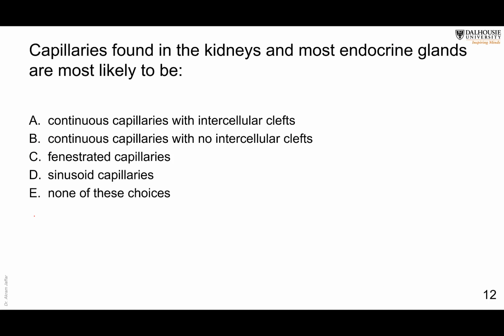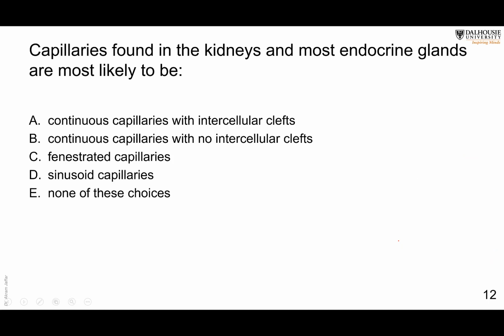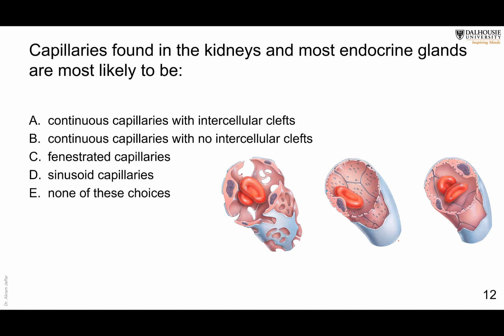Capillaries found in the kidneys and most endocrine glands are most likely to be... mainly there are 3 types of capillaries. We have the continuous capillaries, like this one. The continuous capillaries with no intercellular clefts are located where barrier systems are required, for example, in the blood-brain barrier, which controls the passage of substances between the circulation and the brain. So these capillaries are continuous capillaries with no intercellular clefts, which means that there are tight junctions in between the cells.